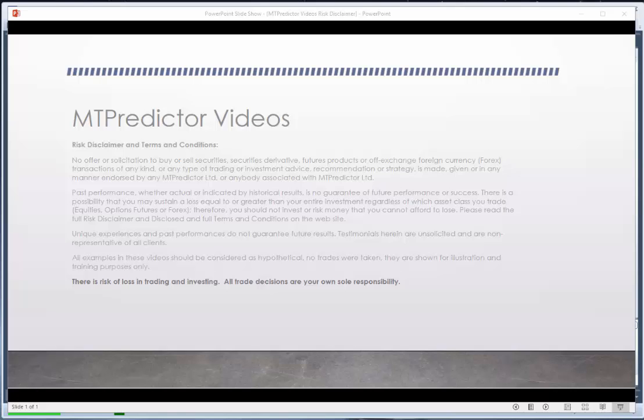But before we get on to all that, we have to look at our risk disclaimer and just remind you that all examples in these videos should be considered as hypothetical. There were no trades taken, they're just shown for illustration and trading purposes only. There's risk of loss in trading and investing. I'll say that again in another way. All professional traders know and understand and accept that losses can and will and do happen.